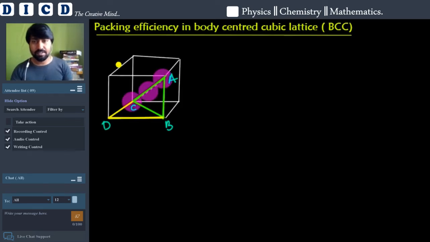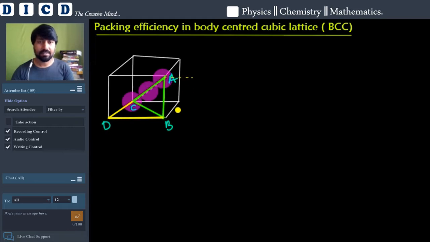Now we're going to discuss packing efficiency in the body-centered cubic lattice, known as BCC. In the BCC, there are 8 atoms at each corner of the cube, along with one atom at the center of the unit cell or the cube. And here the lengths of AB and DB are given as A.